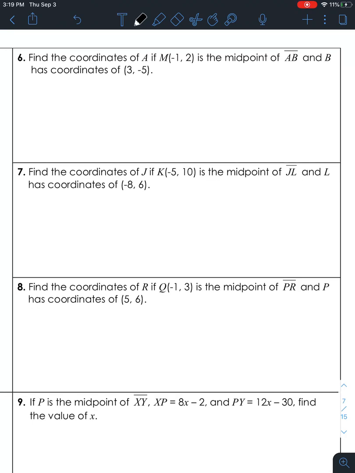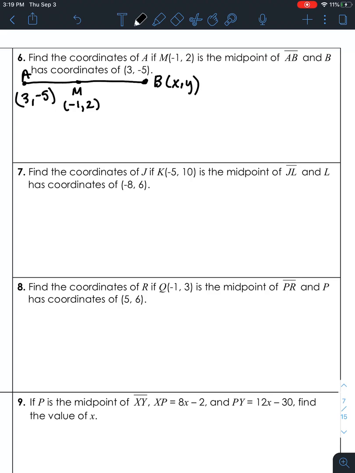Alright, so let's do the algebraic way here on 6, so as visually as I can, I'll show you what they're asking here. So my midpoint here is negative 1, 2. The endpoint, we'll call that A, has a coordinate of 3, negative 5, and I want to find this other endpoint B. I don't know what that is, so I'm going to label it x, y. So now we're going to break it up into our x's and our y's, and we're just going to solve.